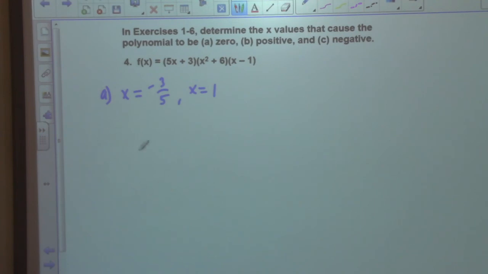Okay? No, you don't have one for the x squared plus 6? Let's check that out. Because I know you have to take the square root of 6. So subtract 6, we get x squared equals negative 6. We take the square root of both sides. X is equal to the square root of negative 6. What's the square root of negative 6? 2.44.